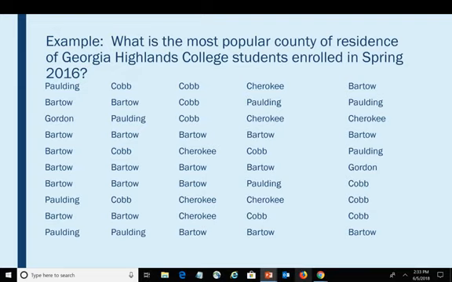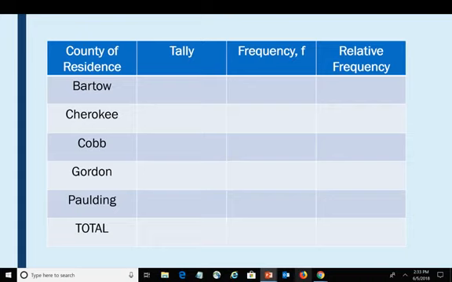So to set up our categorical frequency distribution, we kind of draw us a table. We'll have 4 columns. The first column will be the county of residence and represent the different responses that were received. We list those in alphabetical order. The second column is the tally. Third is frequency, and fourth is relative frequency.